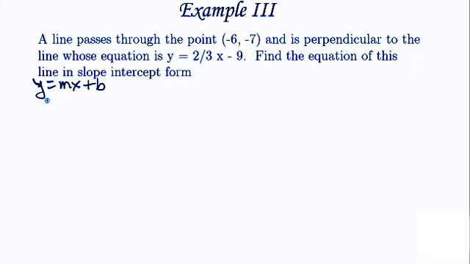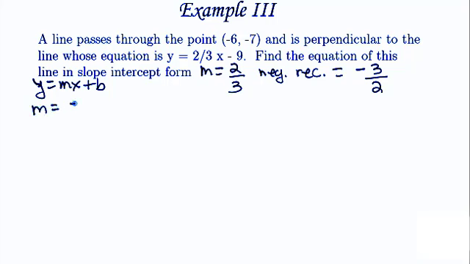I also know that the line I'm looking for, because it's perpendicular, is going to have a slope that is the negative reciprocal of the slope I'm given. So the slope of the given line is 2/3. The negative reciprocal of that is going to be equal to negative 3/2. Therefore, I know that I have m equals negative 3/2.